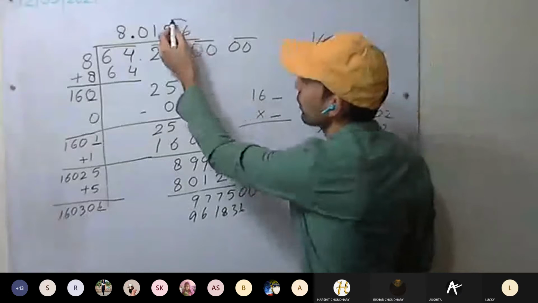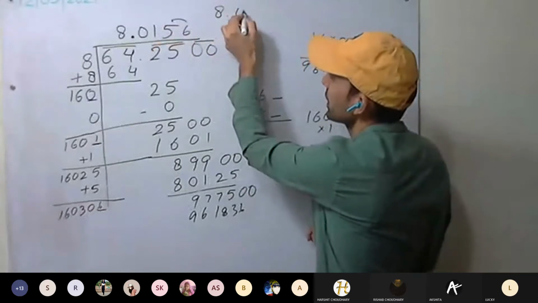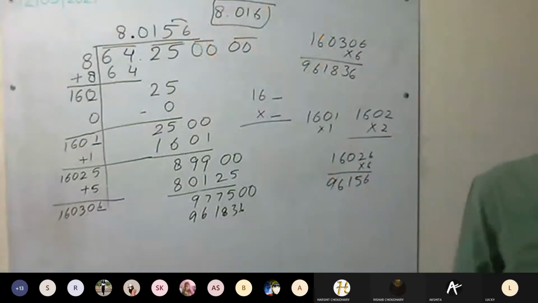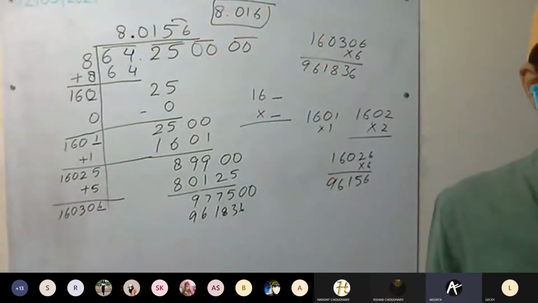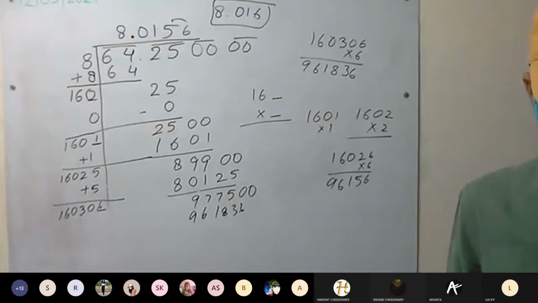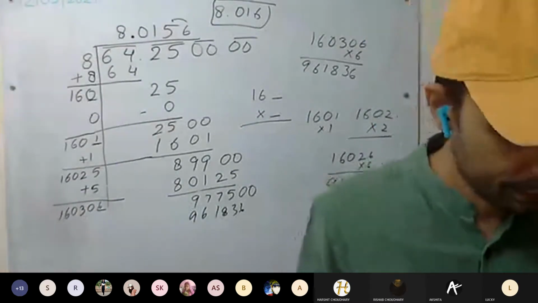Understood this one? Now you can round it off. 8.016. That's the answer given in the book. Understood? Yes, understood, sir. Everyone? Yes, sir. Okay. So this is clear.